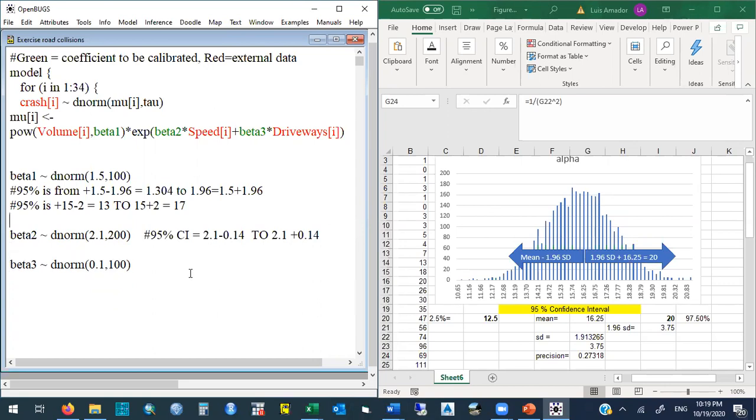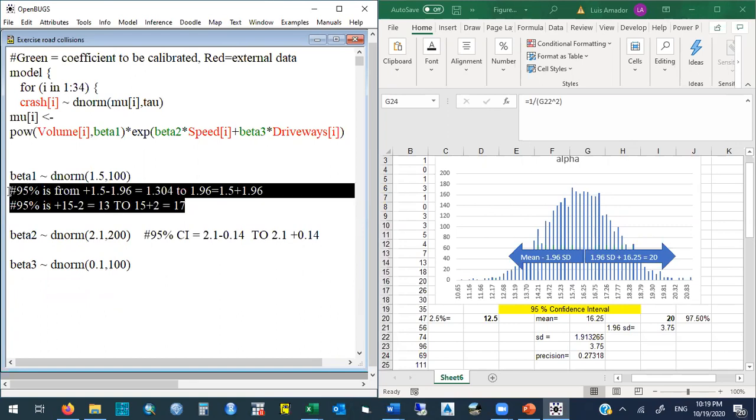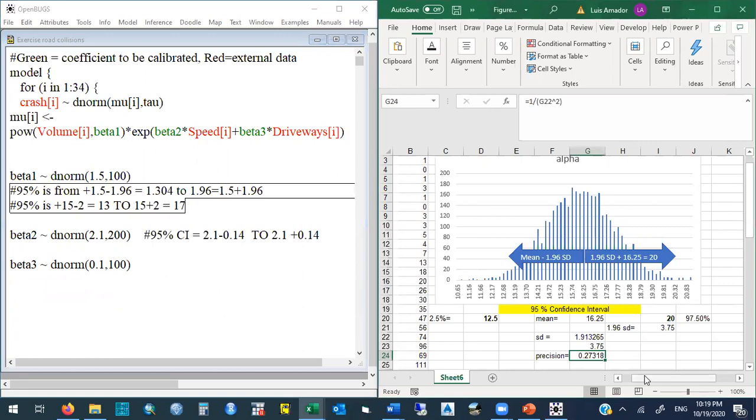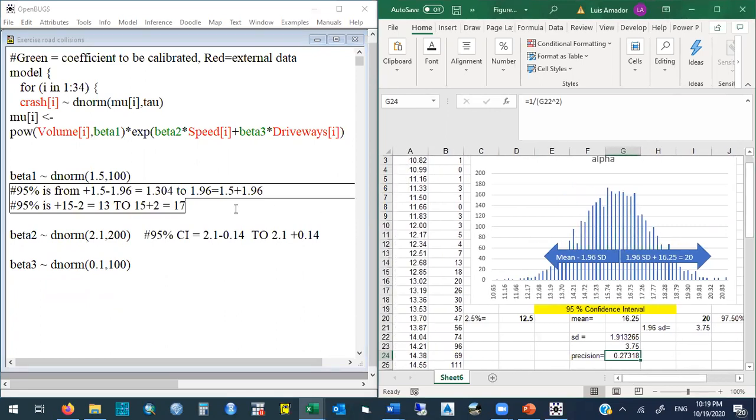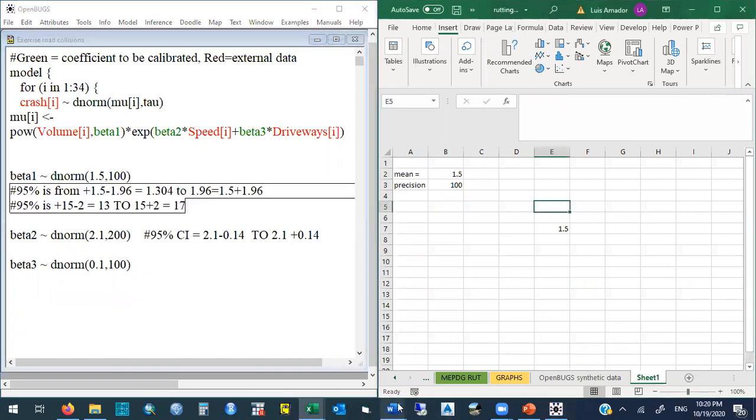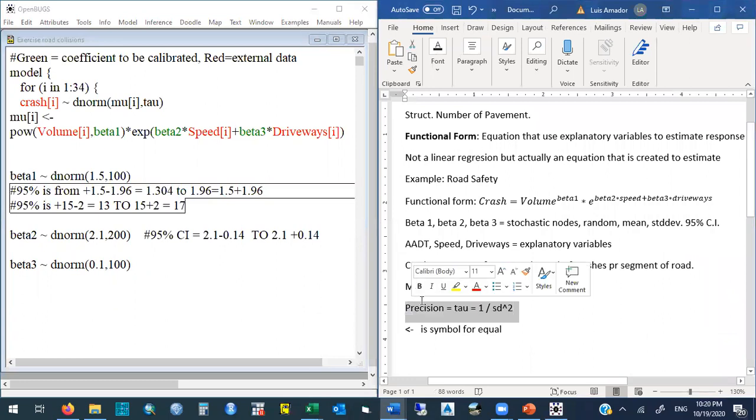Could you please explain the meaning of precision in this case? Precision is similar to the standard deviation. It's how much variability you have around the mean. In data mining, it means the number of true positives over the total number of predictions. No, it doesn't mean that here. This is Bayesian statistics that we are talking about right now. So the meaning is 1 divided by the square of the standard deviation. So that's why I wrote it here: precision equals 1 over the standard deviation squared.